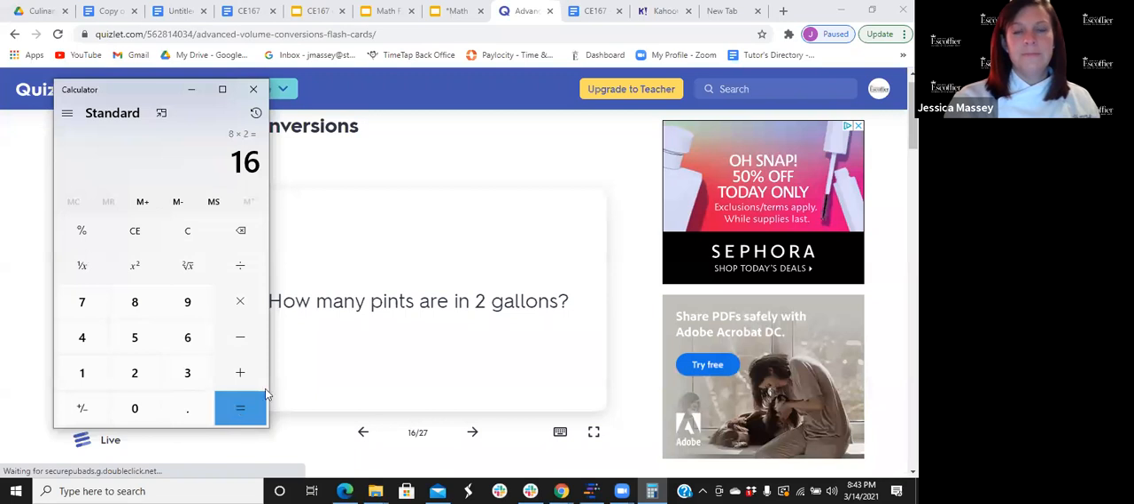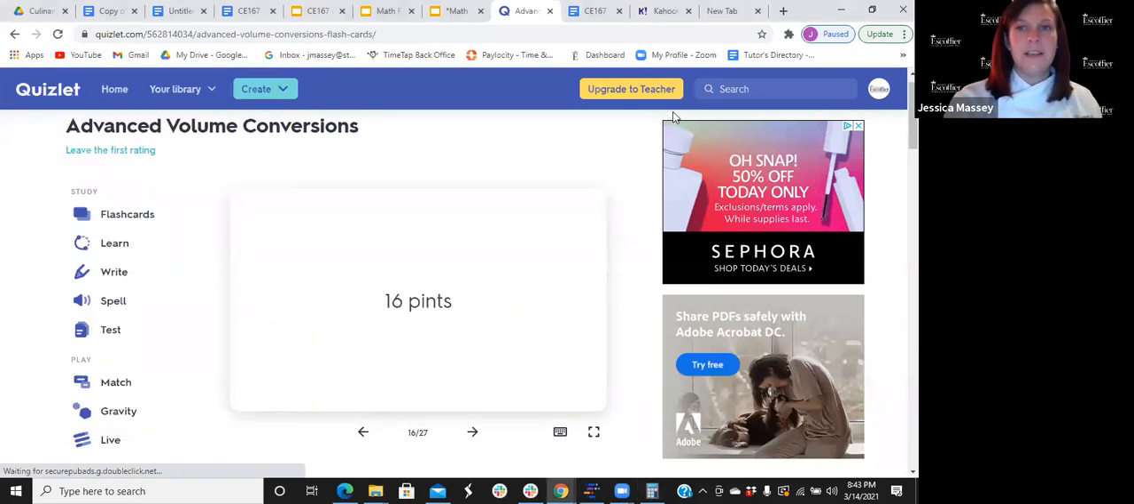Multiply it by 2. Did we get a bunch of 16s? Yeah, just a couple of 16s.